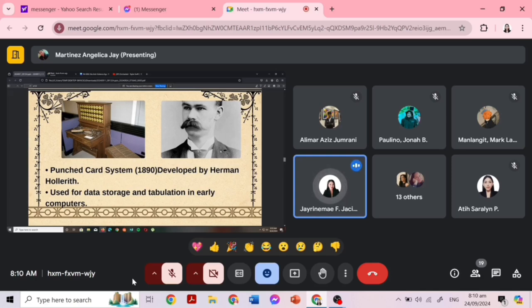So as you can see, the three key inventions seem to improve or upgrade one another. From telegraph, it became the telephone, and then it became the punch card system.